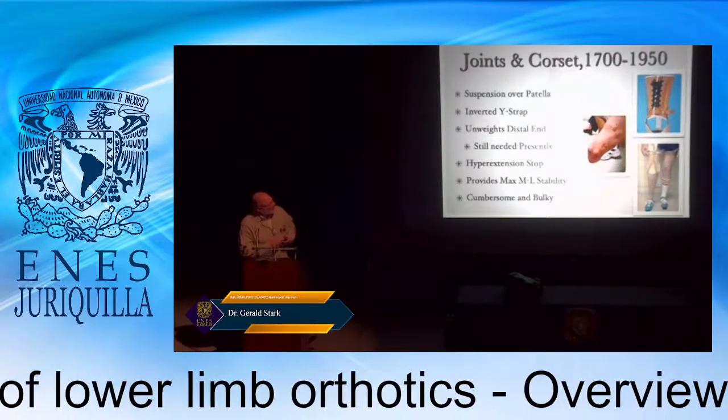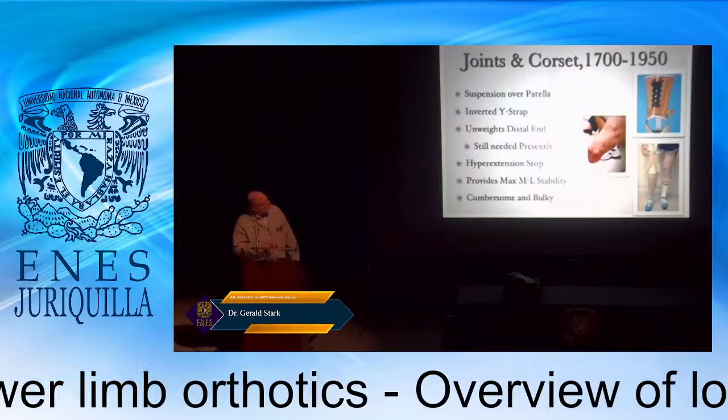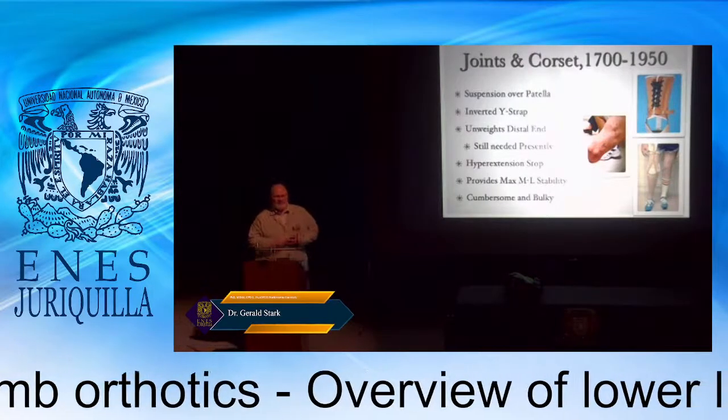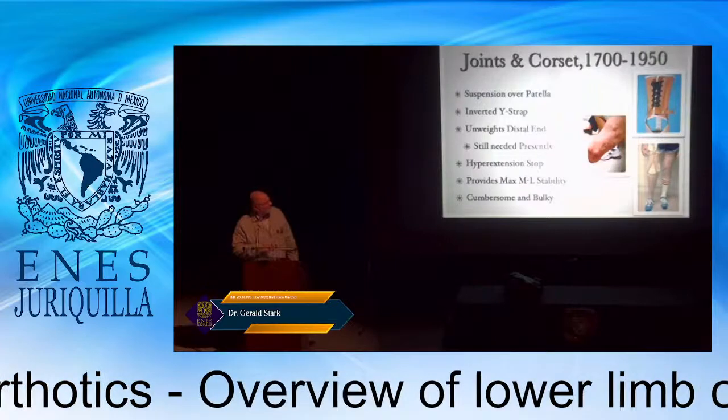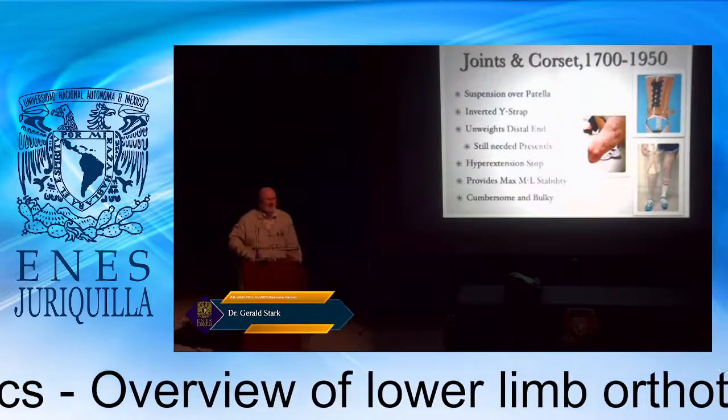And then we typically used joint and corset from the 1700s to the 1950s. In World War II, they typically amputated right at the tibial tubercle.